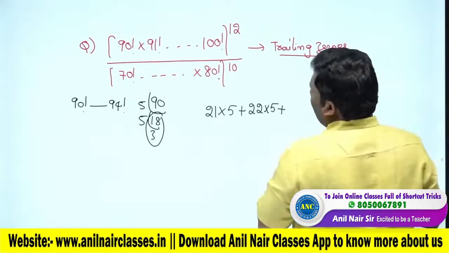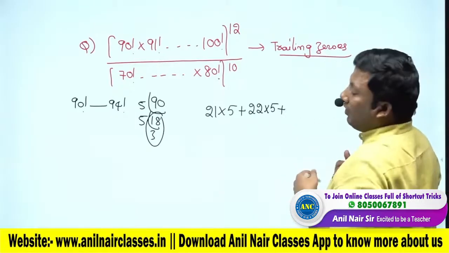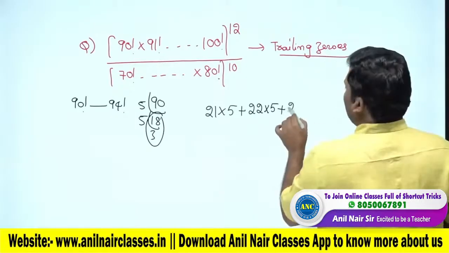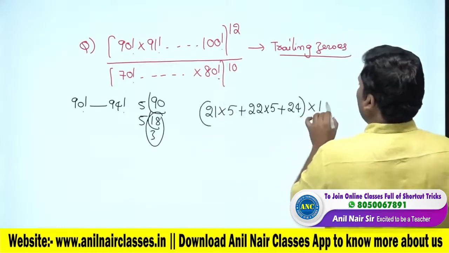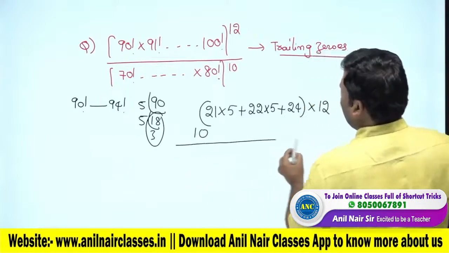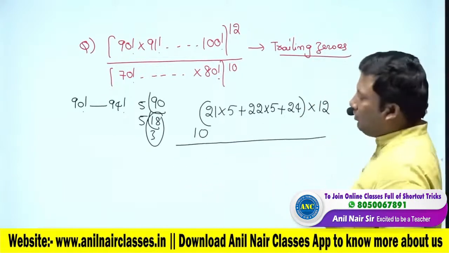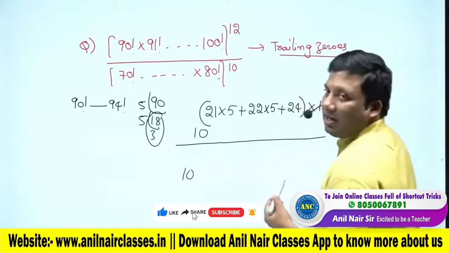Plus 100. 100 will be 25 into 4. Extra 24 will come. This is into 12. This is the number of zeros at the end. 10 power k will give you the number of zeros. 10 power. Similarly, the next one.